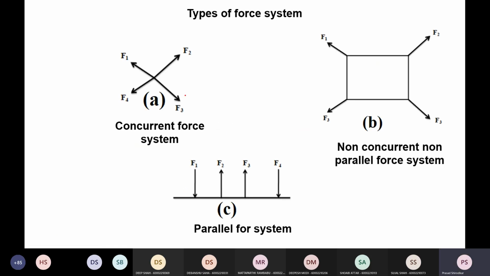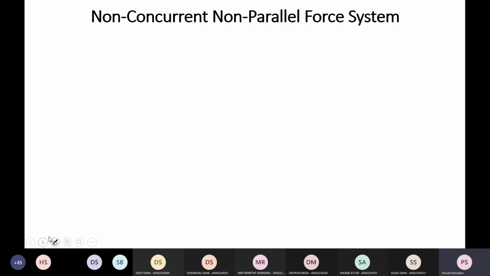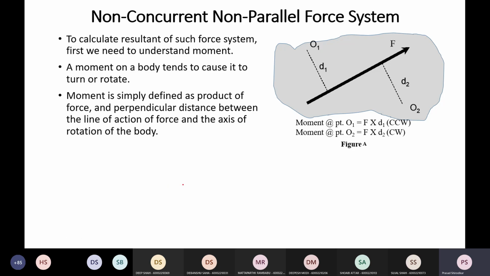Okay. So far we have studied the concurrent force system. Now let's go to the next type of force system, that is non-concurrent, non-parallel force system. Before we start with this, there is one concept we need to understand, that is the moment. So what does the moment do? Moment on a body tends the body to turn or rotate. And it is simply defined as the product of force and perpendicular distance between the line of action of the force and axis of rotation.